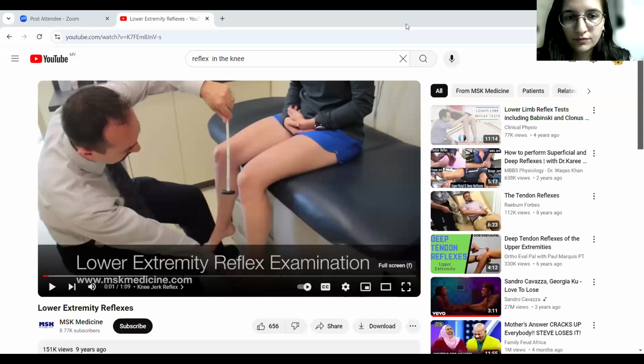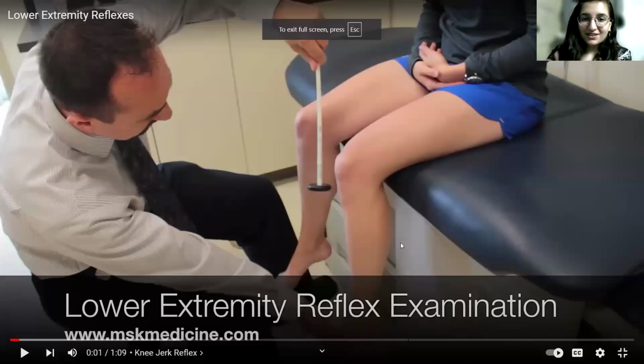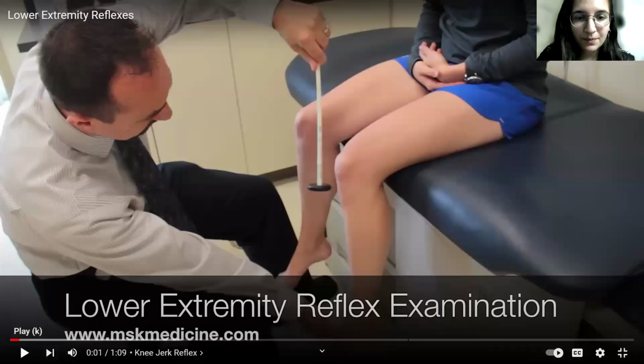Let's see. This video demonstrates. Let me share my screen again. So first one we saw was the biceps in the arm. Now we saw the reflex in the lower parts.